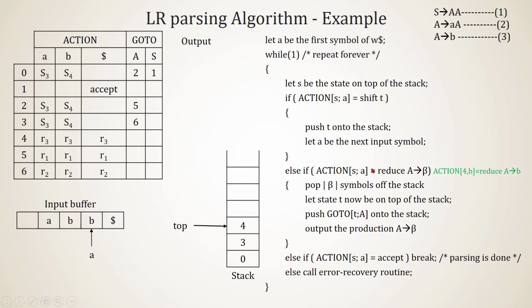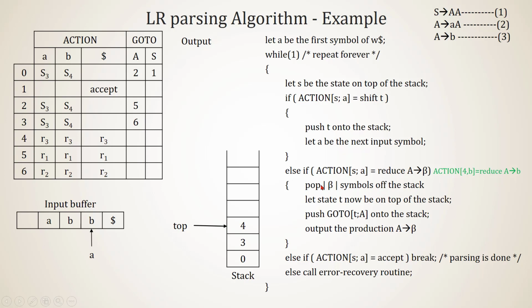So you have to listen very carefully. Action 4 comma B equal to reduce A derives B. How did I get A derives B? Here it is 4 comma B. 4 comma B, I have R3. R3 means production number 3. What is production number 3? A derives B. That's why the condition will look like this. Action 4 comma B is actually reduce A derives B. We have to execute some steps. Pop number of beta symbols off the stack.